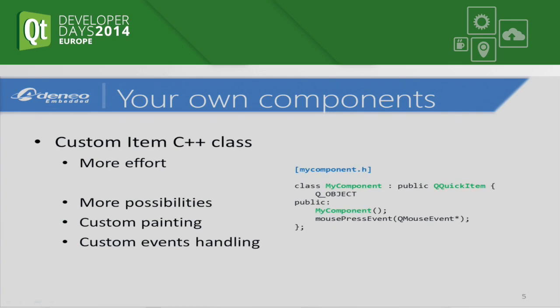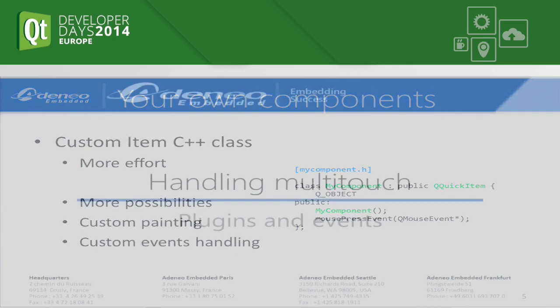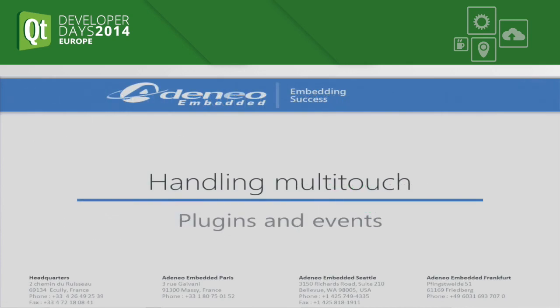And of course, it will look like this since QtQuick 2. So you inherit QQuickItem, you create your class, and you do what you have to do. So for example, here we simply handle the mouse press event. Okay, and let's start with the multi-touch.